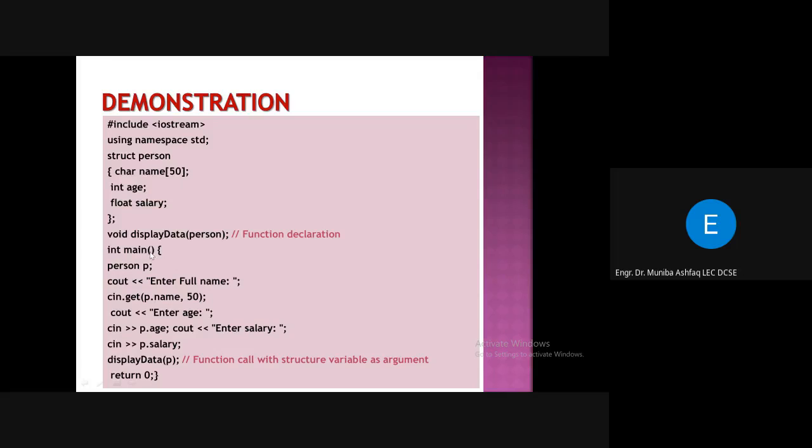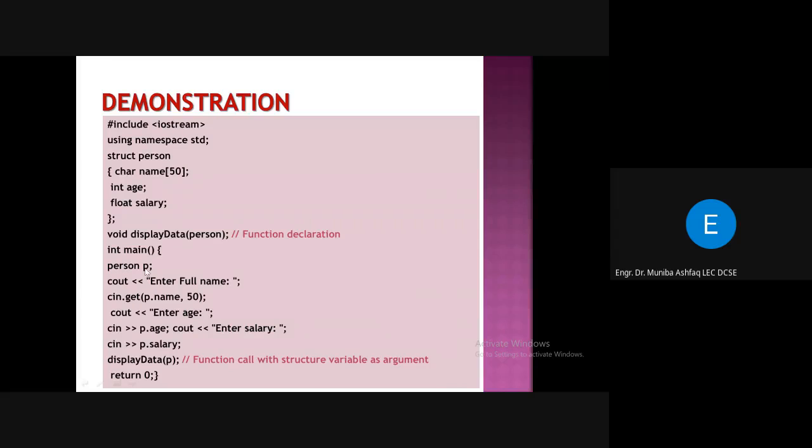Let's come to the main program. Int main, round brackets, and then you have the curly brackets. Now I'm going to make an object of this structure. So how to make the object of this structure? First of all, I have to write the name of this structure. What is the name of this structure? Person. So I just write here person.